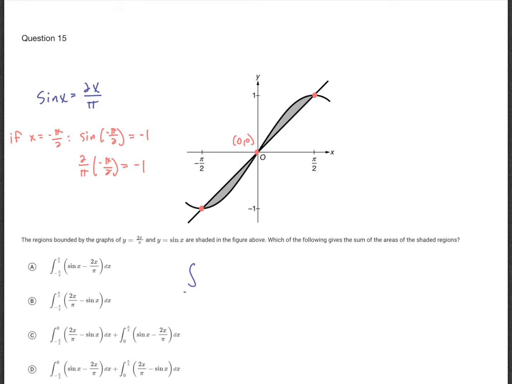So we know we're going to do one from negative pi over 2 to 0, and we'll do the top function, which is a linear one. It's 2x over pi minus sine x. Another one from 0 to pi over 2. So for this one, the sine x is on top, and x over pi is on the bottom. Okay, so we'll do the sine x first. Minus.